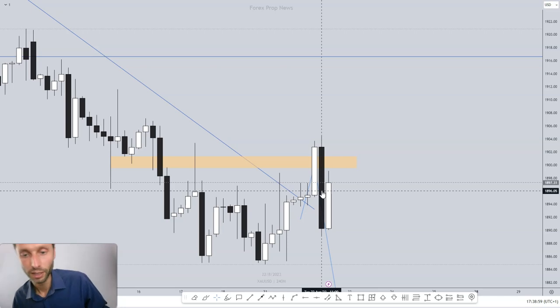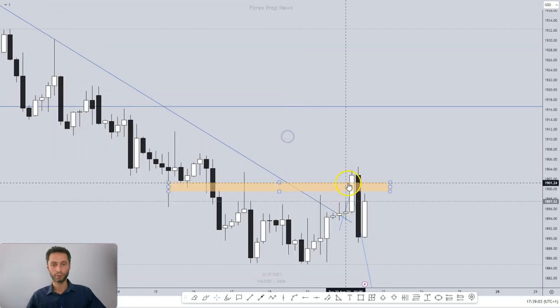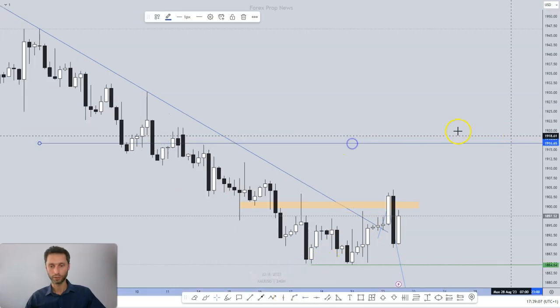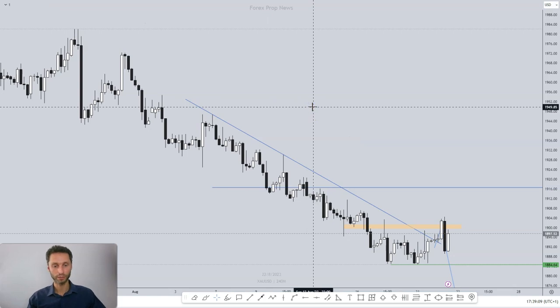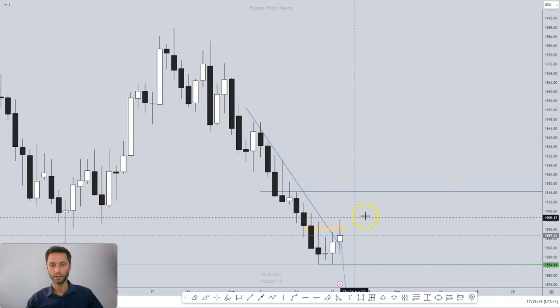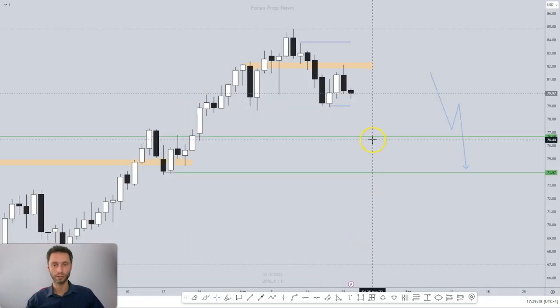Gold, again, similar picture, rejection there. This could be an interesting point to sell from and continue to the downside if you want to have a quick trade. So let's look on the daily. Here's our next target points, and I'll be looking for that swing and continuing to the downside.